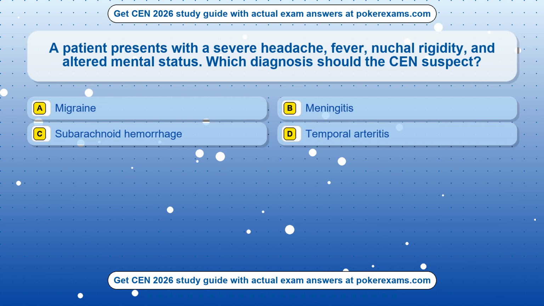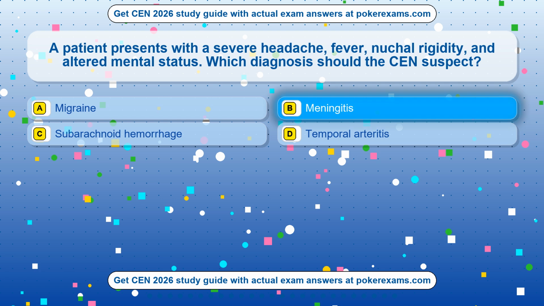Question 19. A patient presents with a severe headache, fever, nuchal rigidity, and altered mental status. Which diagnosis should the CEN suspect? Option A, migraine. Option B, meningitis. Option C, subarachnoid hemorrhage. Option D, temporal arteritis. The correct answer is option B.